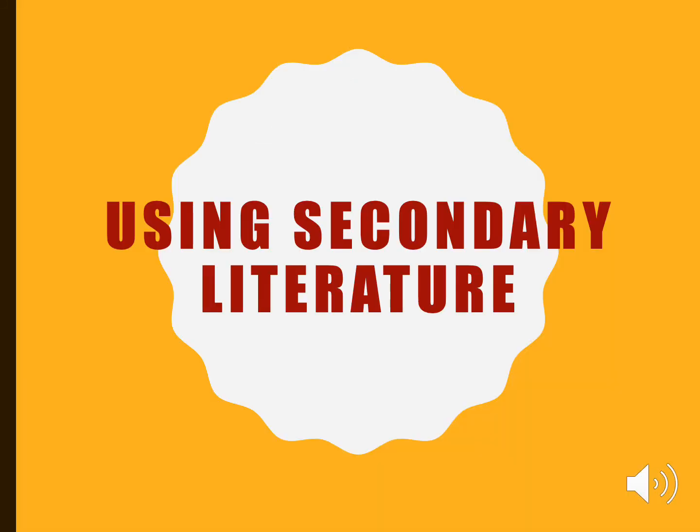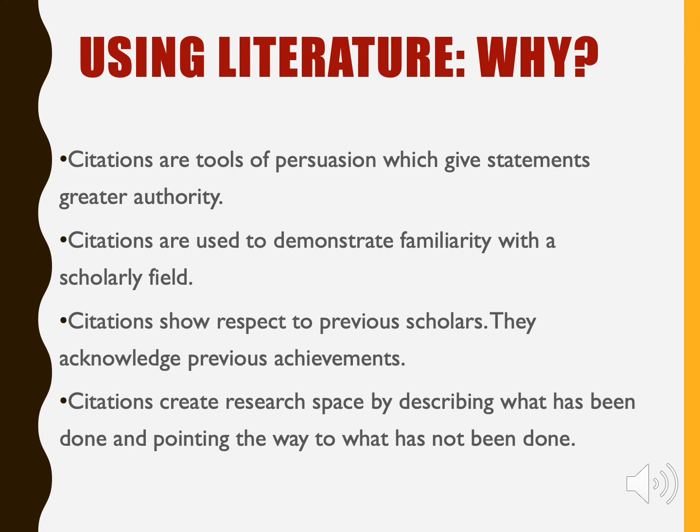Okay. I mentioned that you have to situate your argument in a critical context. You have to use secondary literature. Secondary literature is what other people have had to say. Well, why? These citations are tools of persuasion, which can give your arguments greater authority. They also demonstrate your familiarity with the scholarly field. So you're proving to your reader that you are familiar with what has been said about this topic before. It's a way of showing respect to previous scholars, and it's a way of creating research space by describing what has been done and what has not been done. So these are some of the reasons that you might use citations or secondary sources.